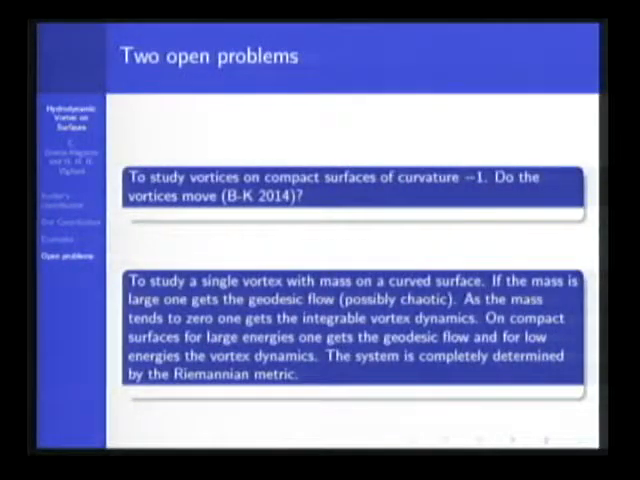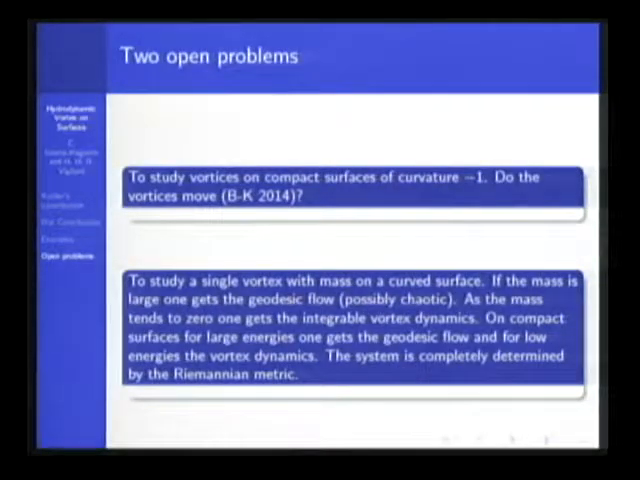The second one, maybe the one I like the most, is the following. To study a single vortex with mass on a curved surface. Now it's a general study. In which sense? The following sense. You have two quantities here, the mass and the vorticity. The vorticity, you can think of it as gamma.